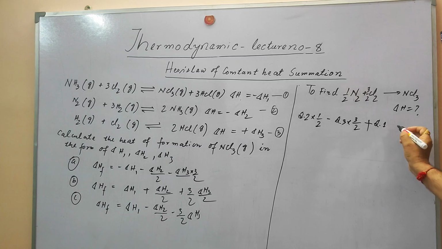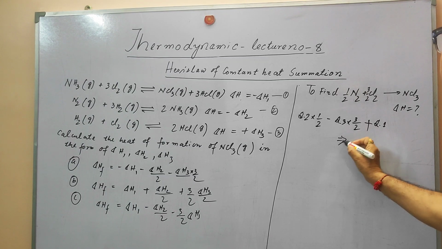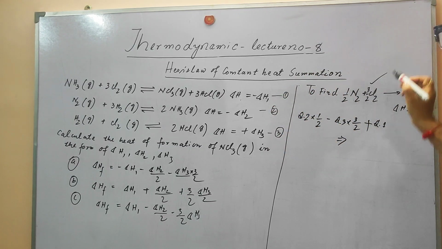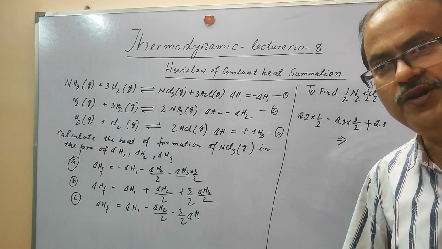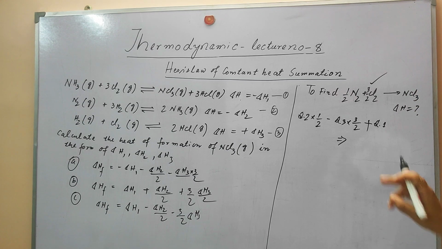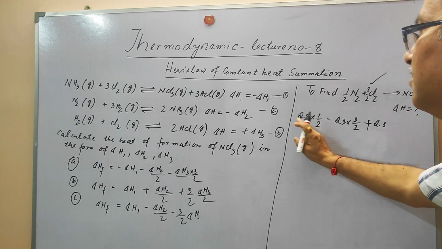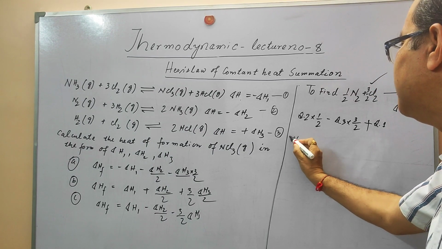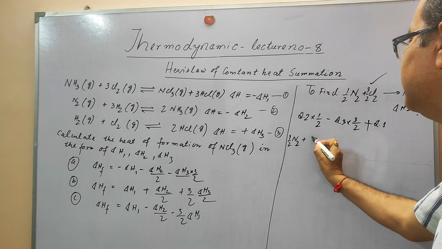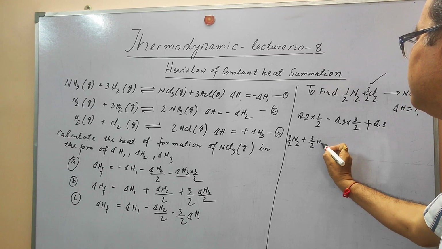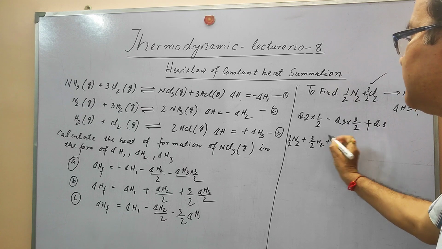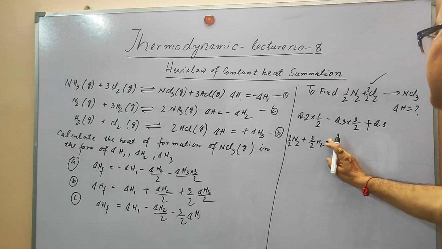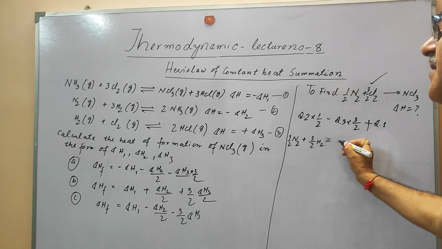So what will be the enthalpy of the reaction? You can easily understand. With this operation you will get this, and you can calculate it yourself from these reactions. Let's see. When equation number 2 is multiplied by half, this gives half into plus 3 by 2 H2. Then we take the left-hand side first, then the right-hand side.